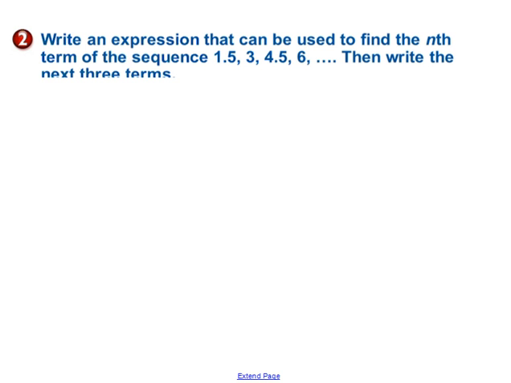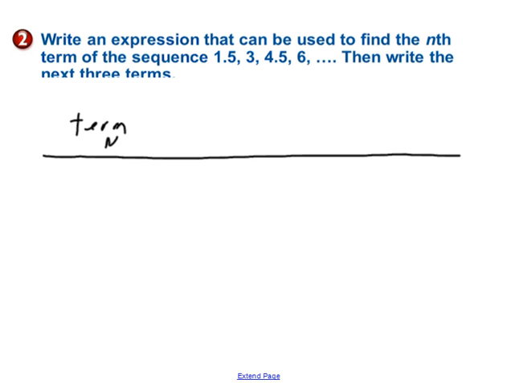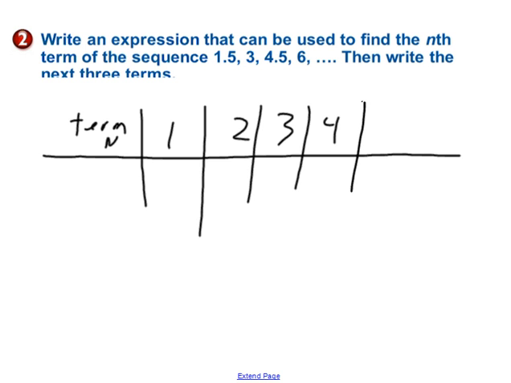Then an expression that can be used to find the nth term of the sequence 1.5, 3, 4.5, and 6. So I've got the term, or the n. I've got the first one, the second one, the third one, the fourth one, and so on. And it has a value of 1.5, 3, 4.5, 6, and so on.